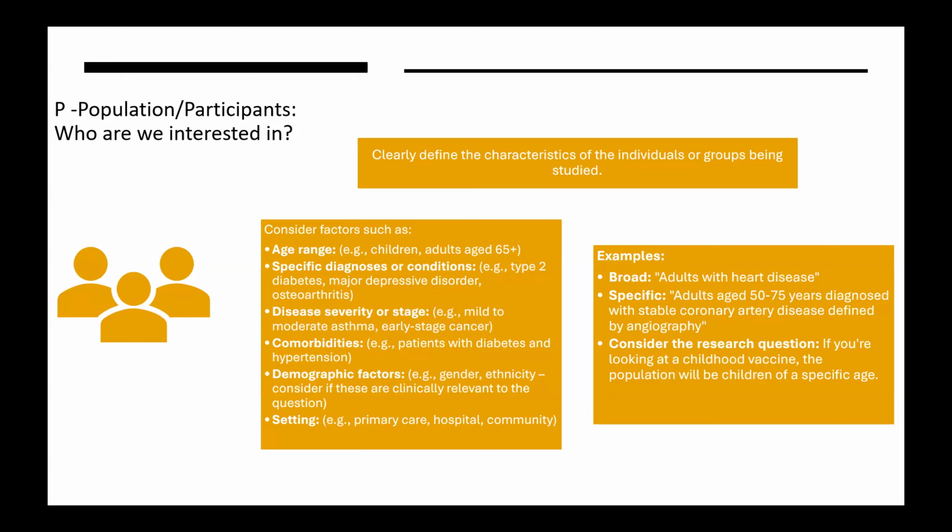Now, if you are looking at children or adults at age 60 plus, that will help you define who you are interested in. Who population are you studying? Population could also mean a specific diagnostic or decision. It's not only individuals. It could also mean a certain group of people, for example, people who have type 2 diabetes.